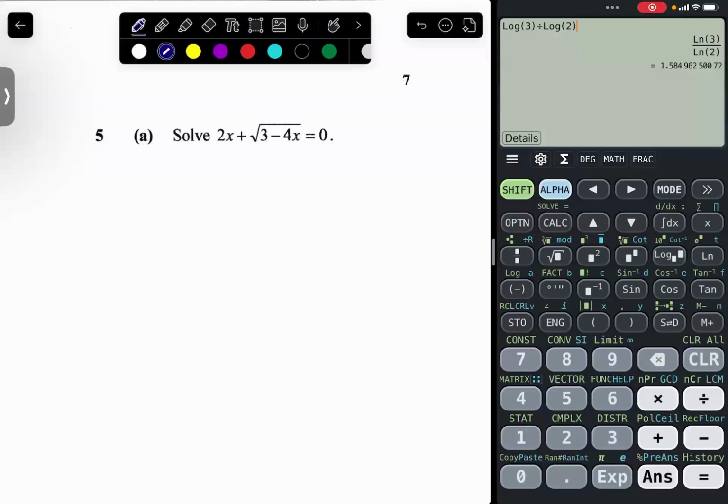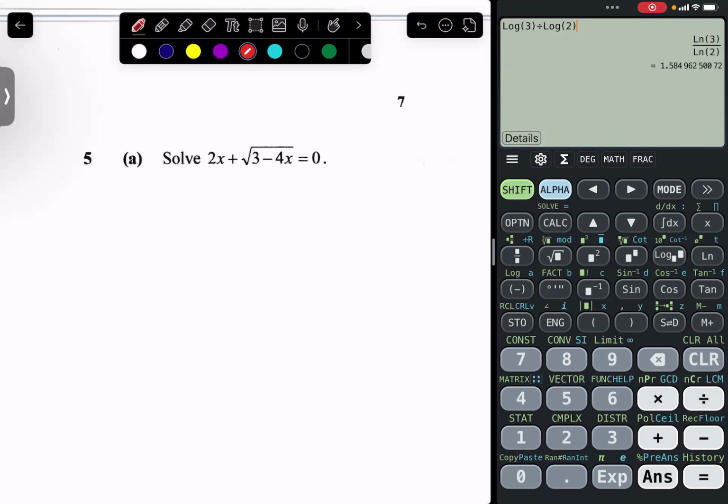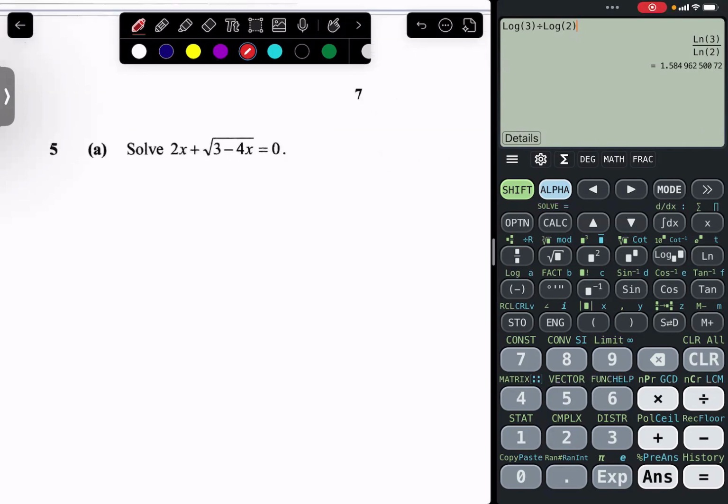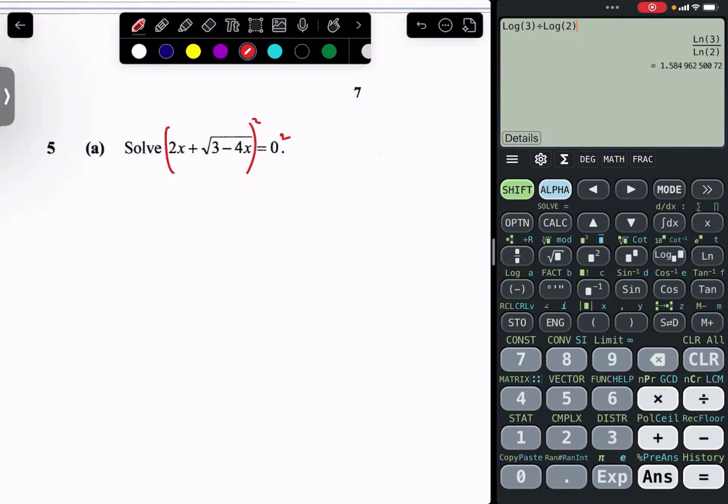Okay, question 5A. Solve 2x plus 3 minus square root of 3 minus 4x equals to 0. In order to solve the surd, in order to solve the square root, we need to square it. But we can't square it directly, because if we square it directly, my right hand side is not going to get affected.